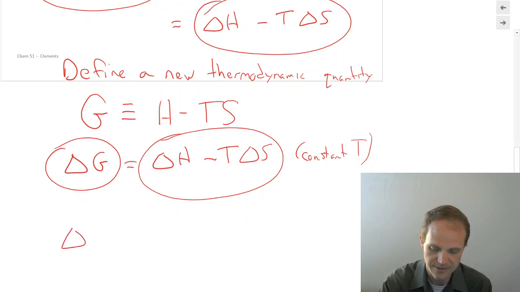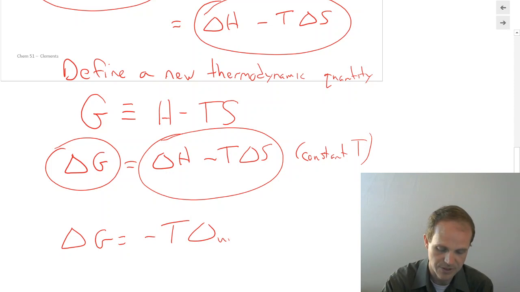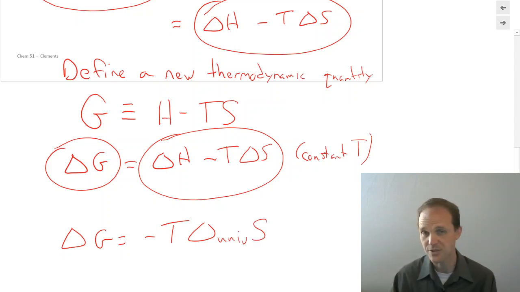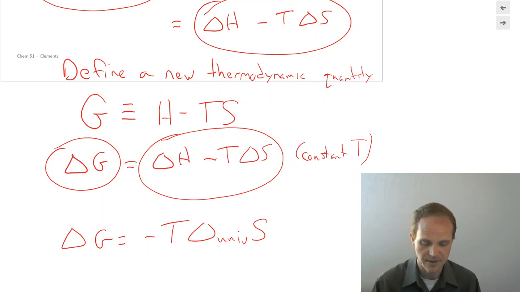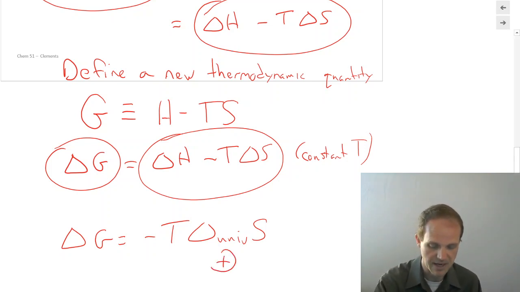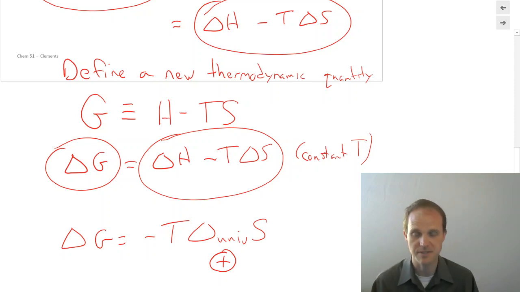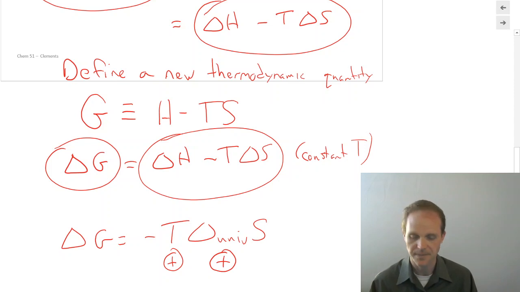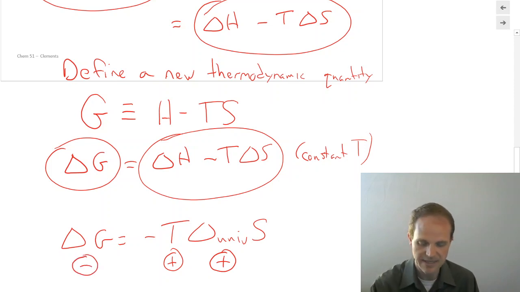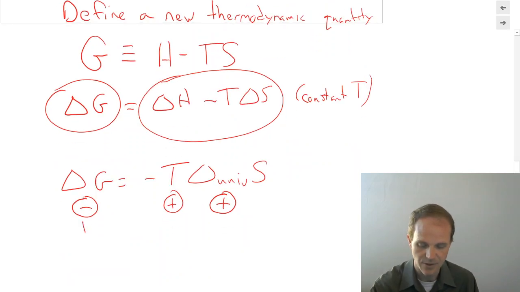So I've now got that delta G is minus T times the entropy change of the universe. And you remember the entropy change of the universe is my sole predictor of spontaneity. Right? This must be positive in order for something to be spontaneous. Temperature is always positive, and so my delta G is going to be negative for all spontaneous systems.